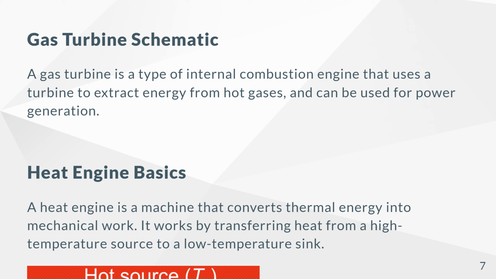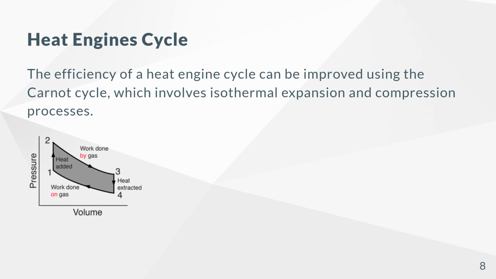A gas turbine uses a turbine to extract energy from hot gases and can be used for power generation, often applied in aerodynamics and thermodynamics. It works similarly to other heat engines by converting thermal energy into mechanical work. Heat is transferred from a high-temperature source to a low-temperature sink, making the engine efficient. The efficiency of a heat engine can be improved by using a specific cycle, known as the Carnot cycle.